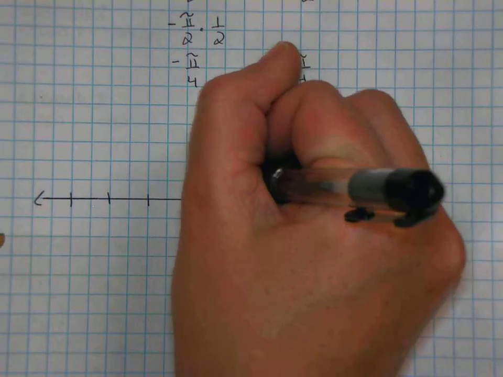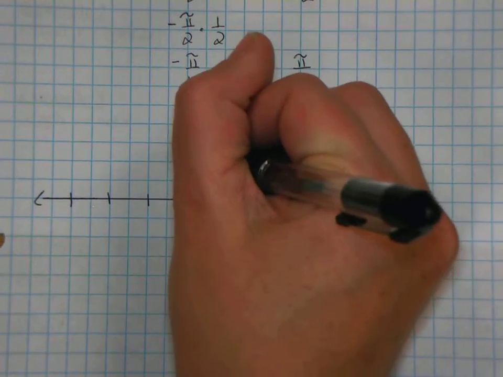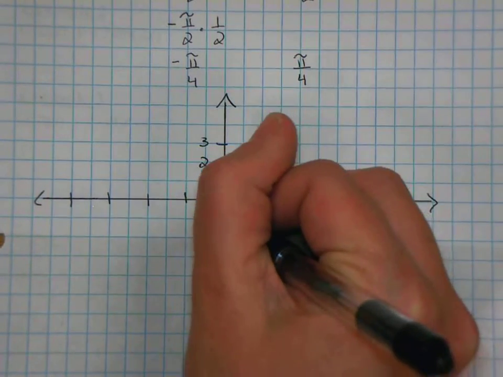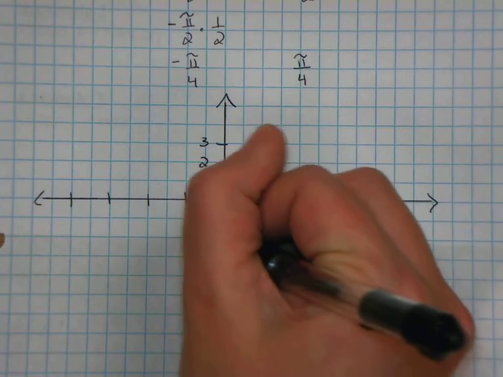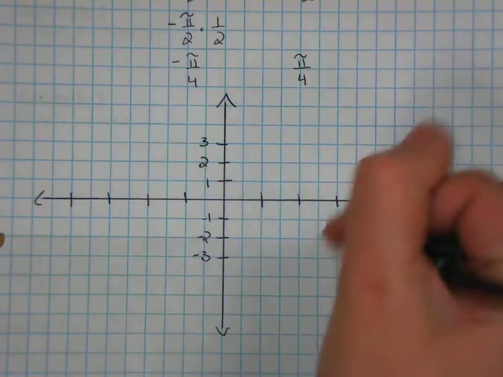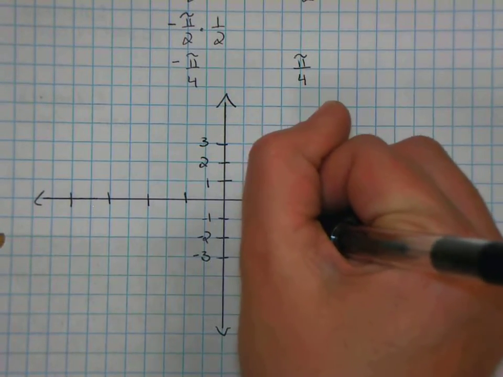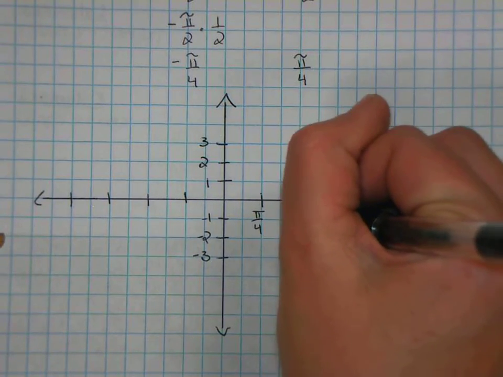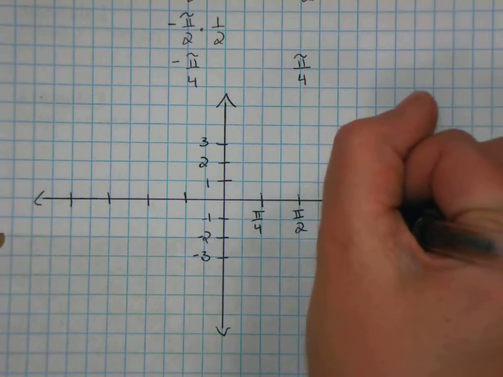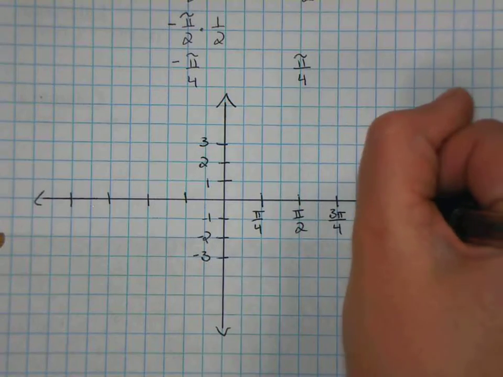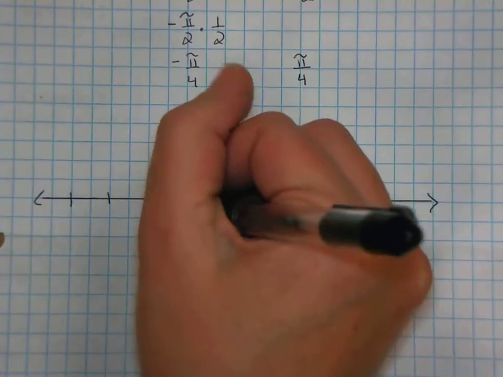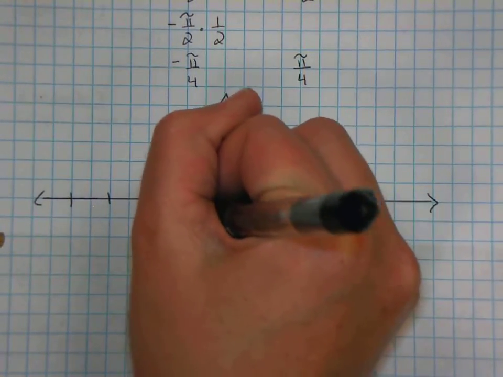I'm going to need a little bit more space here, so I'm going to count 1, 2, 3 and just use one box. So this would be 1 pi over 4, 2 pi over 4 would reduce to pi over 2, 3 pi over 4, and 4 pi over 4 would be pi. And then I repeat those values on the negative side.